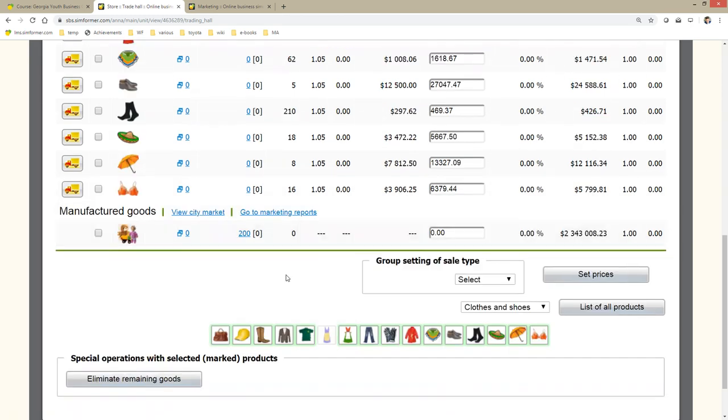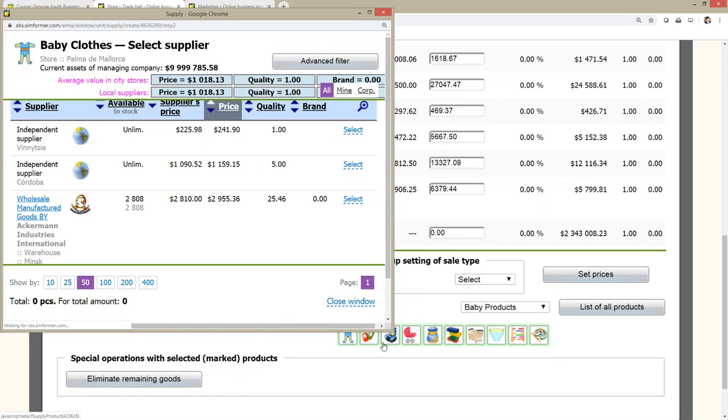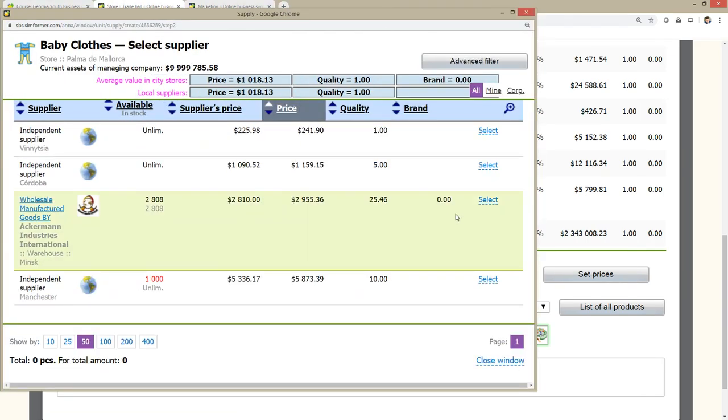Now, as you can see, I can add new goods that I didn't have in the beginning. And what I need to do is simply choose one of the categories of the goods. Specifically, for example, here are the baby products and something that could go together with the toys. All I have to do is click on the highlighted product, and I will receive a list of possible suppliers, among other information regarding city values in city stores and local suppliers.